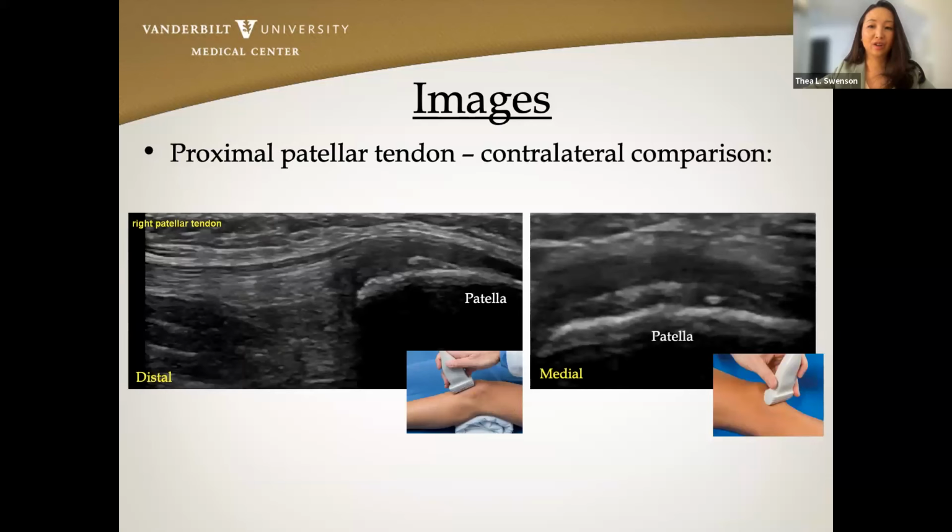And now we can also do a contralateral comparison. In this case, the comparison is not a perfect control because this kid also had some changes and some symptoms on the right side. But we can see that these changes aren't as significant as on the left. We can still see the non-ossified cartilage and a small cortical irregularity or fragmentation on the right, but we're not seeing that thickened or hypoechoic patellar tendon as we saw on the left side.